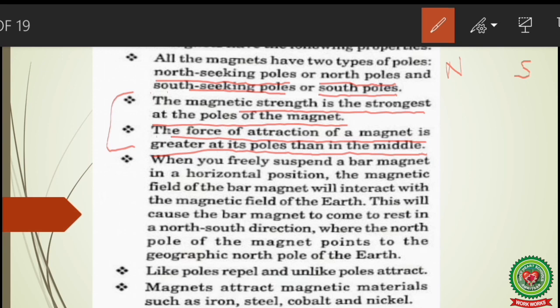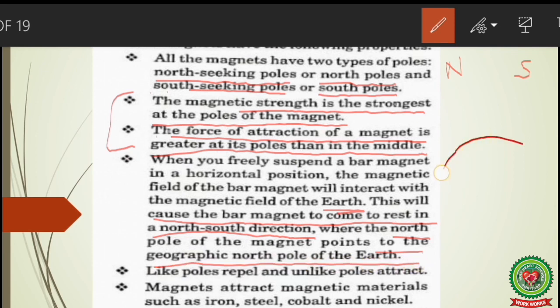Next, when you freely suspend a bar magnet in a horizontal position, the magnetic field of the bar magnet will interact with the magnetic field of the earth. As we know, earth itself is a huge magnet, it behaves like a huge magnet. So it also has a magnetic field, and when we suspend a bar magnet freely, its magnetic field will interact with earth's magnetic field. And this will cause the bar magnet to come to rest in a north-south direction, where the north pole of the magnet points to the geographic north pole of the earth.